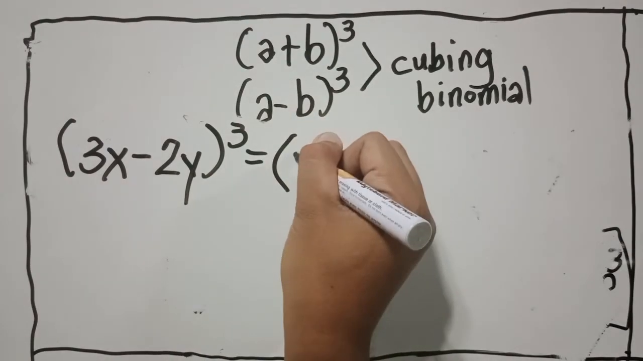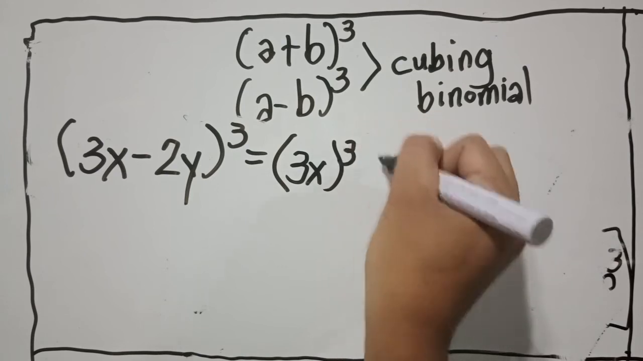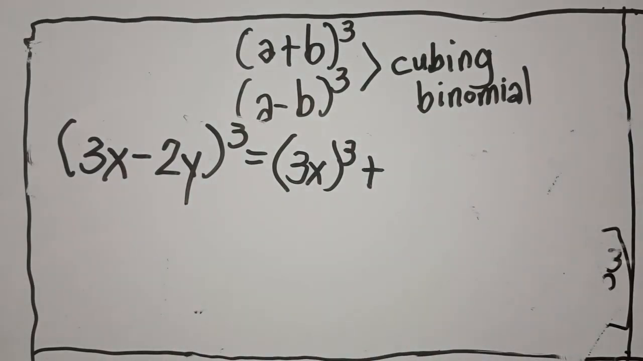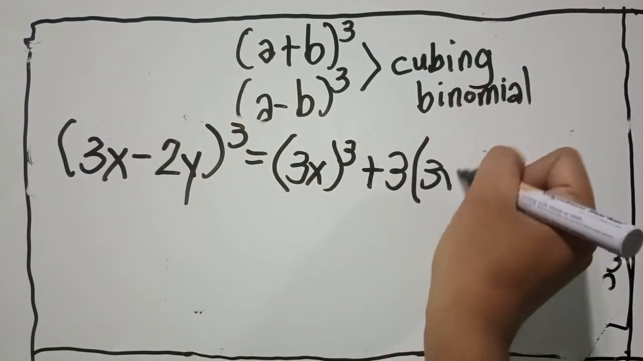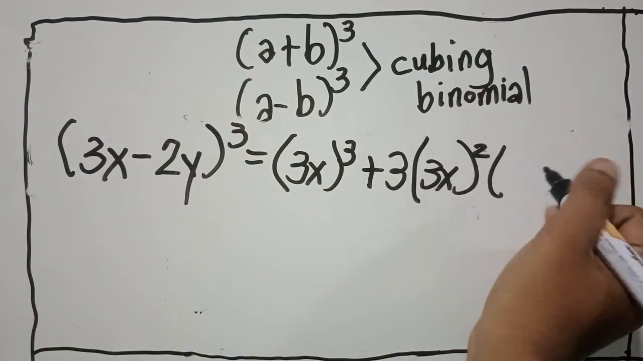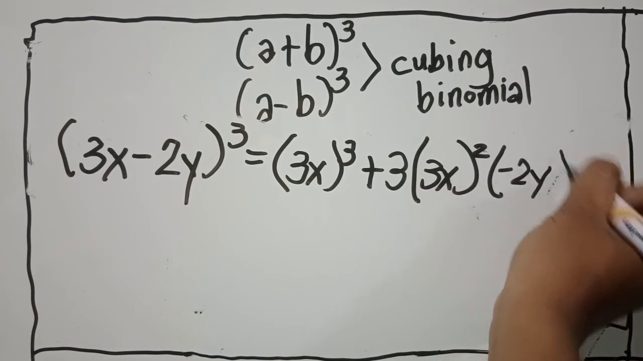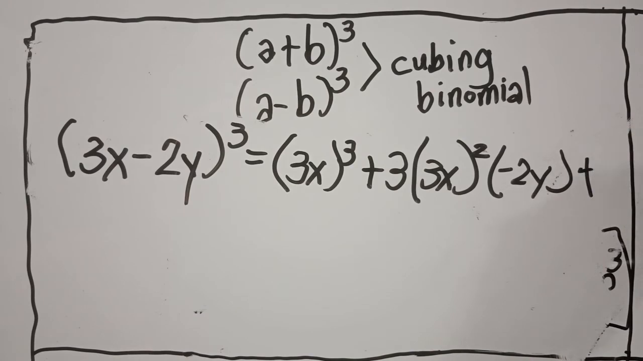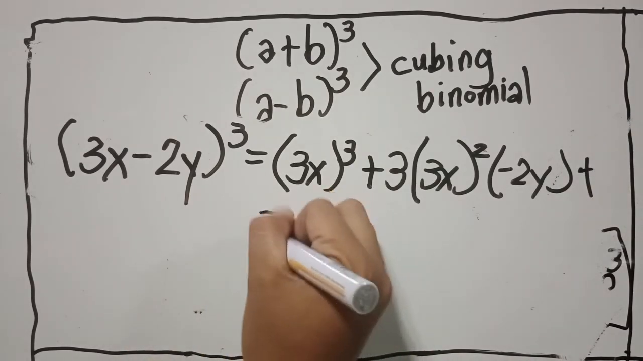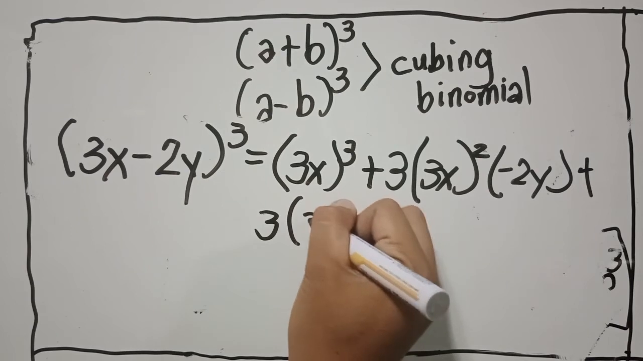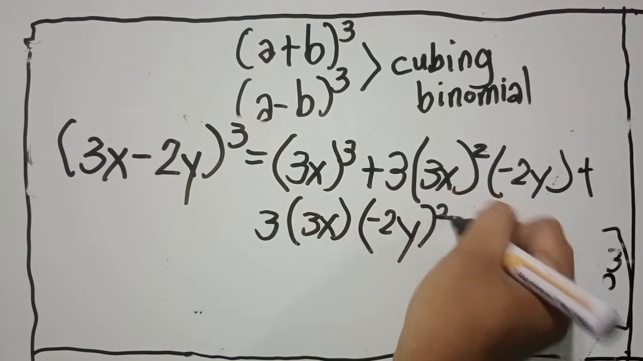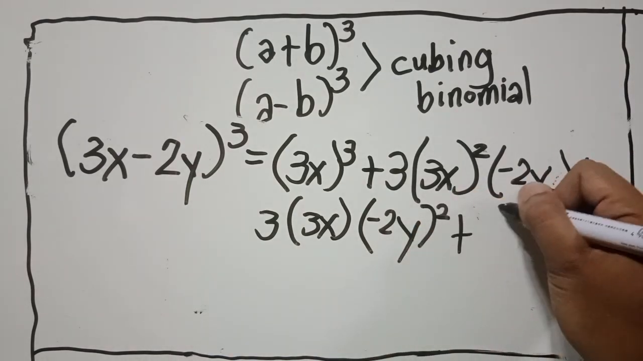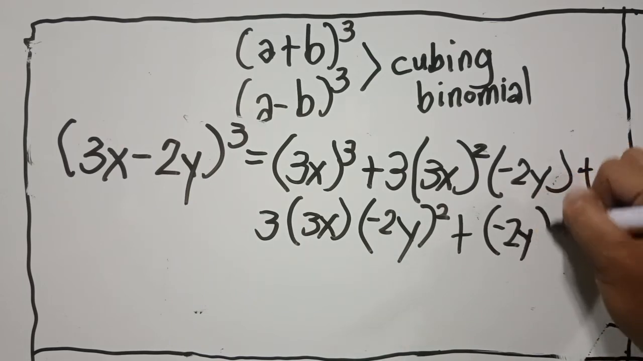So first, let's cube the first term, plus thrice the product of the square of the first term and the second term, plus thrice the product of the first term, which is 3x, and the square of the second term, which is negative 2y, plus the cube of the last term, which is negative 2y.